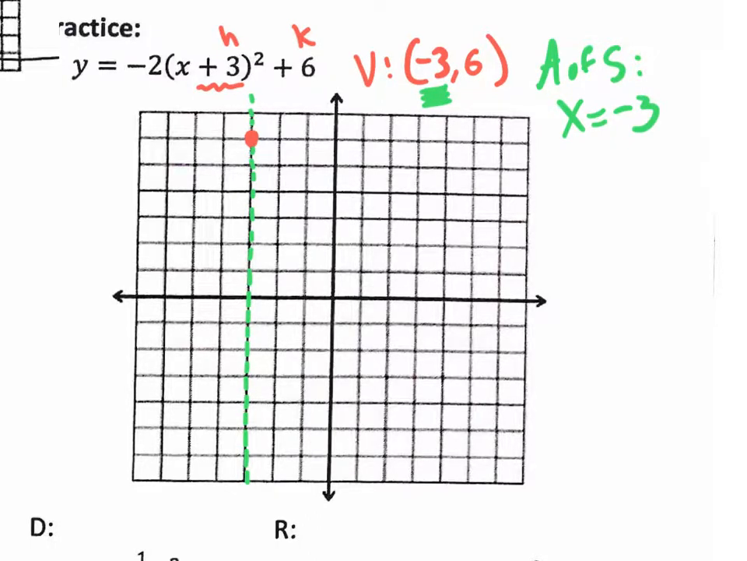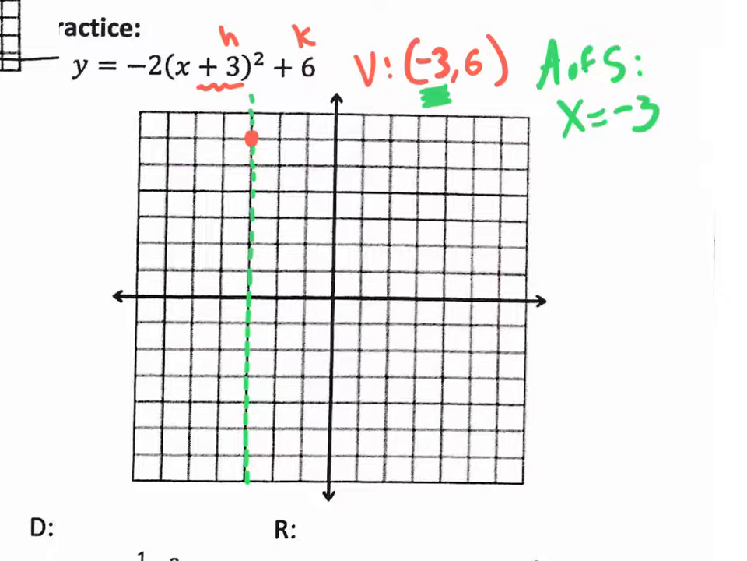Now, we need more coordinates. Now, normally if your a value is -1, you just go 1 over 1 down. You go back, you go 2 over 4 down, 3 over 9 down. But we know that the a value is not 1. The a value is 2. Well, technically -2, but I don't care about the negative. That's just telling me that it's opening down.